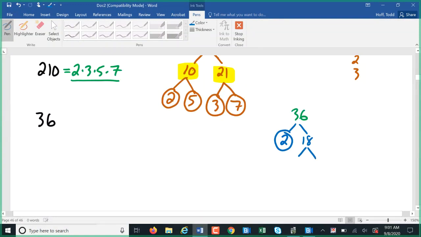18 is also even. It's divisible by 2. 18 divided by 2 is 9. The 2 is prime, so I circle it. 9 can't be divided by 2 anymore, but it can be divided by 3. 9 divided by 3 leaves me with 3. Both of those are prime. So 36 prime factors to 2 times 2 times 3 times 3.